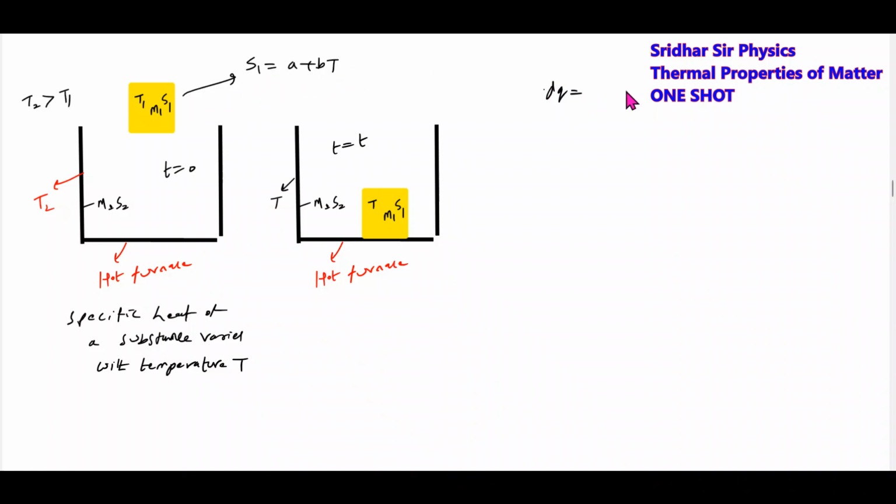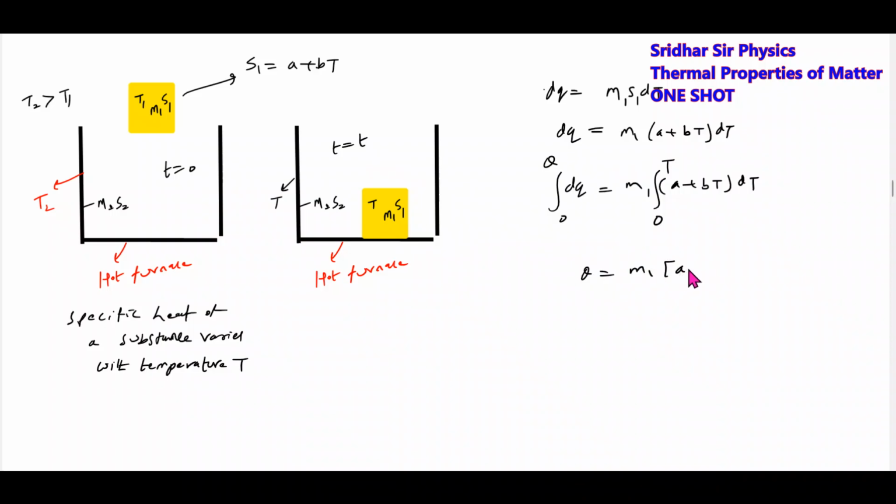So here we write dQ equals m s dT. The specific heat is varying with the temperature. So the total heat gained will be Q equals the integral of m1 (a plus bT) dT from 0 to T. This will become Q equals m1 (aT plus bT squared over 2). So this is the heat gained by the body.